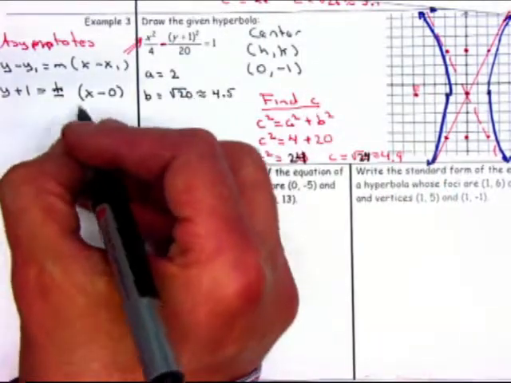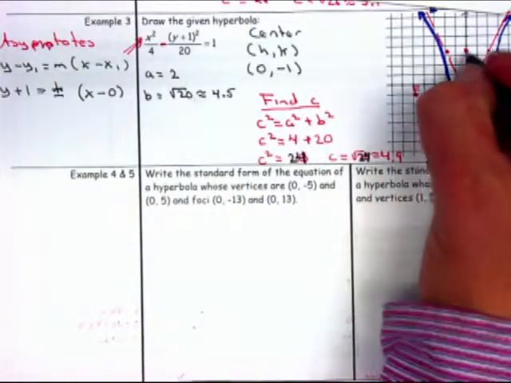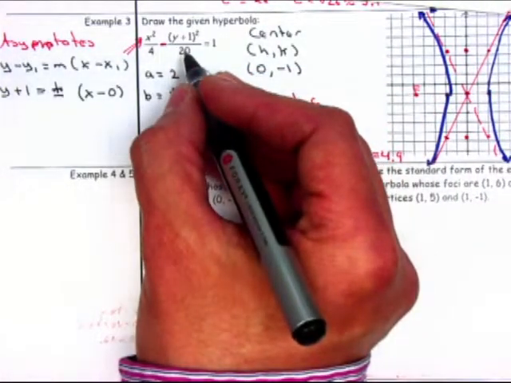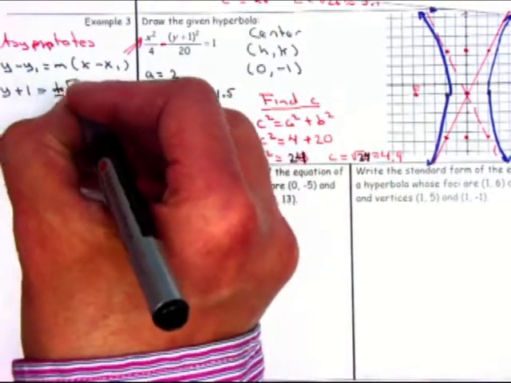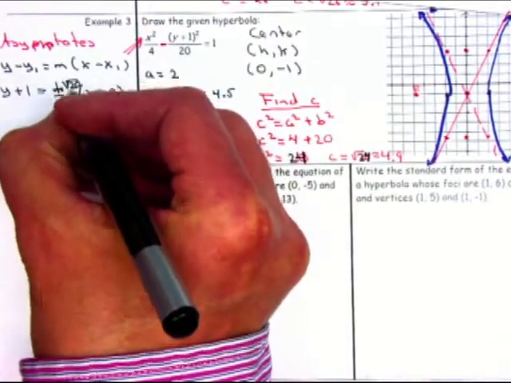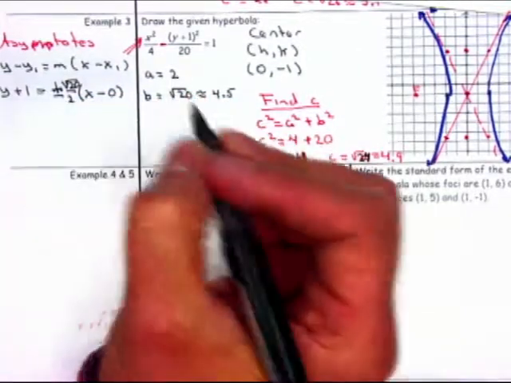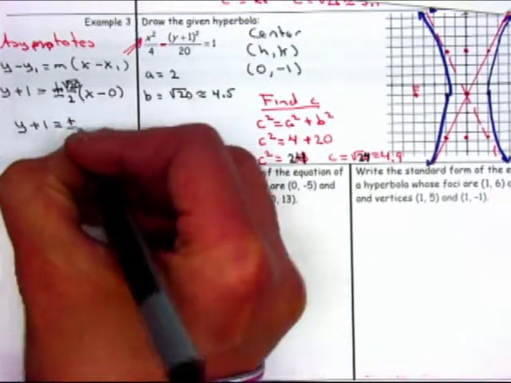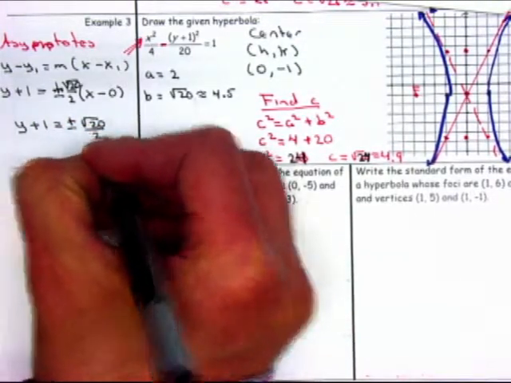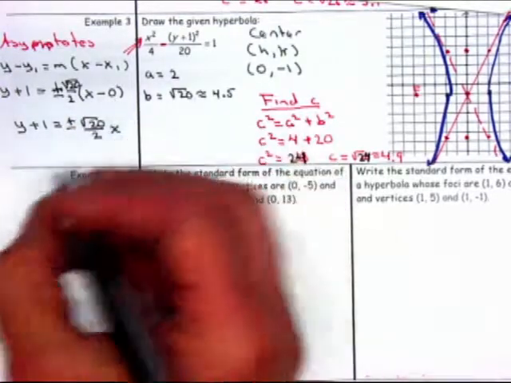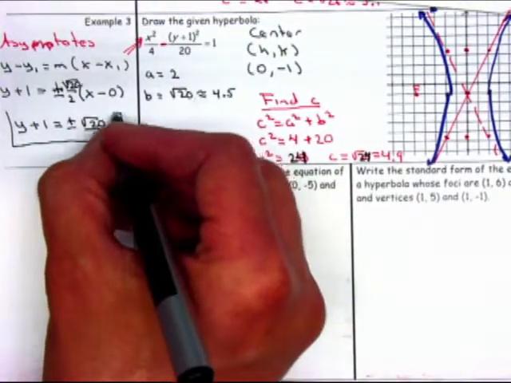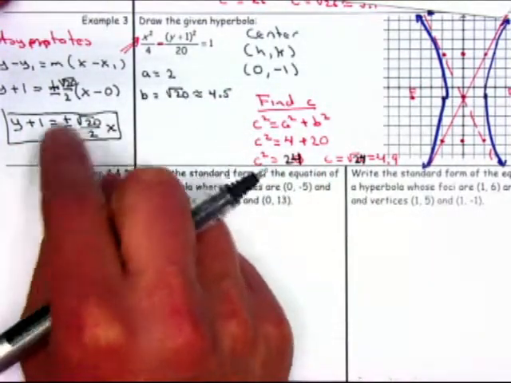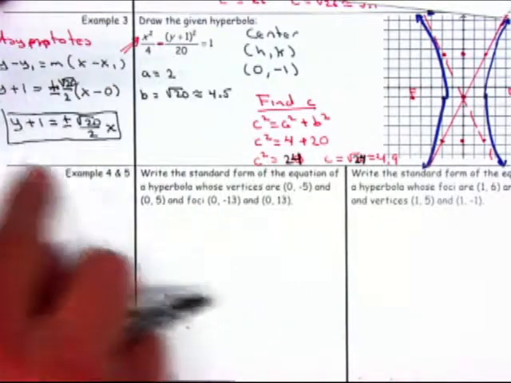Your slope will be your rise over your run. And what I usually do, just grab it from here. That'll be the square root of 20 over 2. Let me go ahead and simplify this down so you guys can see it. Y plus 1 is equal to plus or minus the square root of 20 over 2, and x, because x minus 0 is just x. So these are the equations of both asymptotes. If you want to solve for y, we'll have to separate, one with a plus, one with a minus, and then solve for y. But for this class right now, this is perfect.